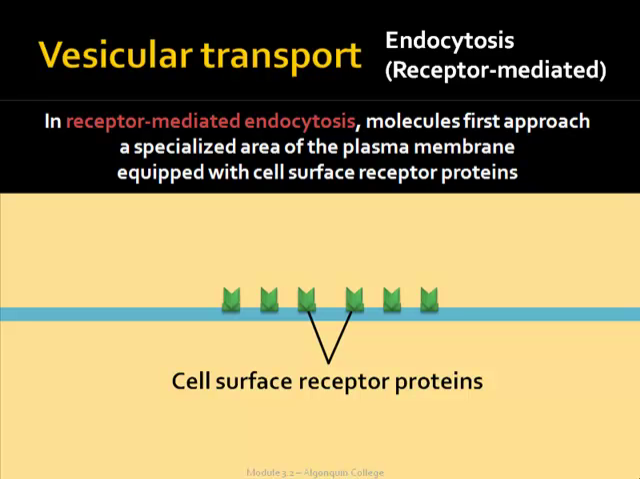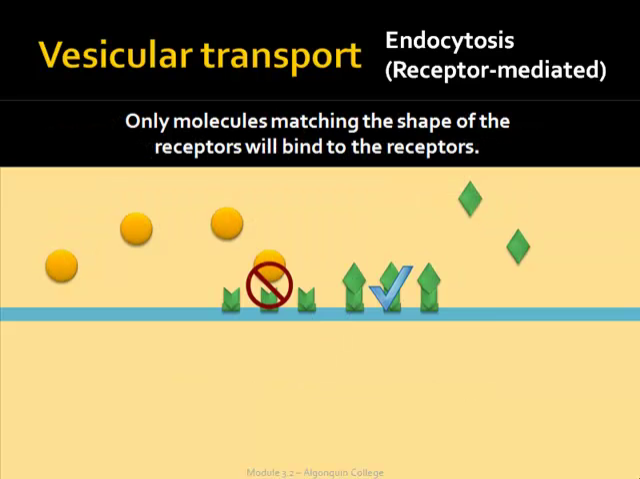In receptor-mediated endocytosis, molecules first approach a specialized area of the plasma membrane equipped with cell surface receptor proteins. Only molecules matching the shape of the receptors will bind to the receptors.